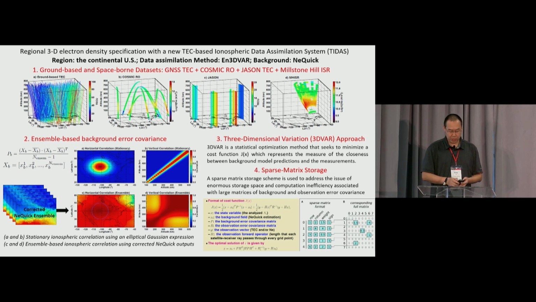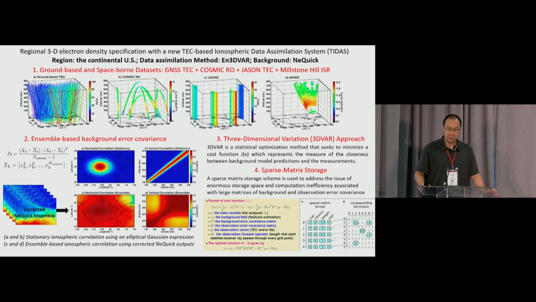And for the background model, we use the NeQuick model. It's a very quick-run model that provides electron density profiles and integrated total electron content along any given vertical or slant path. So one important question in data assimilation is how do we provide a reliable specification of the background error covariance matrix? Because that's a key parameter that directly influences the weights of the background model and the performance of the data assimilation.